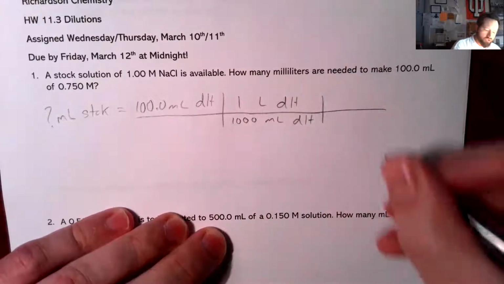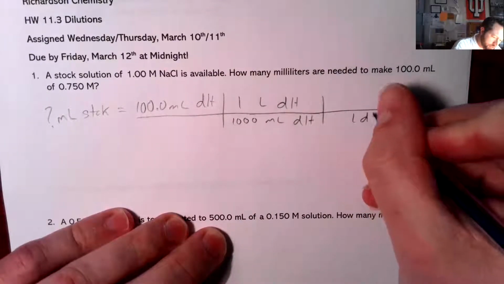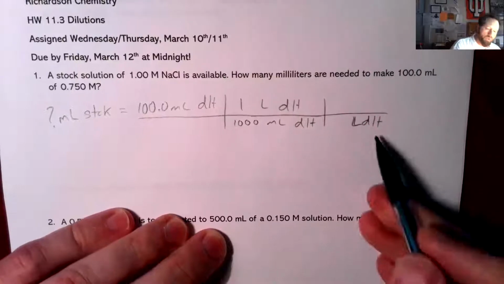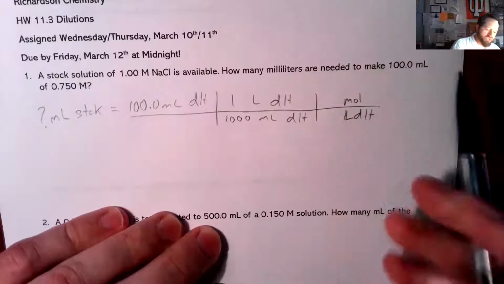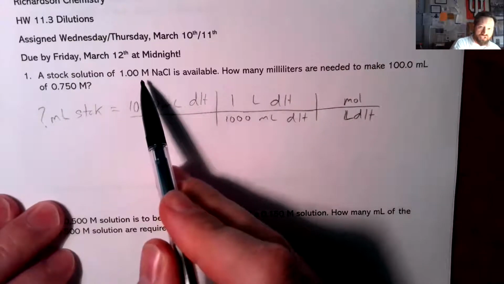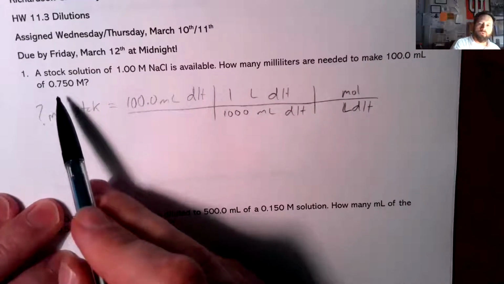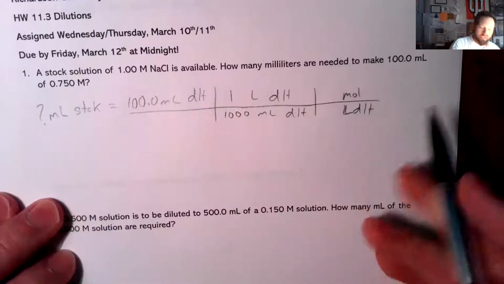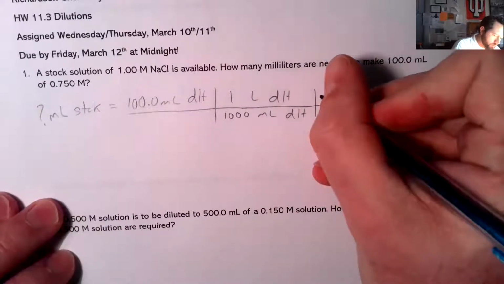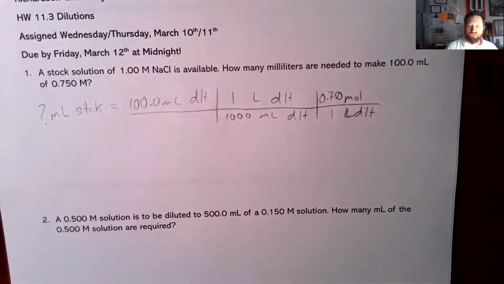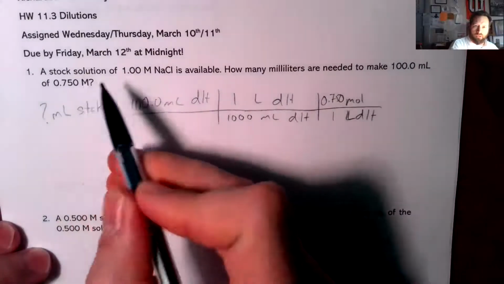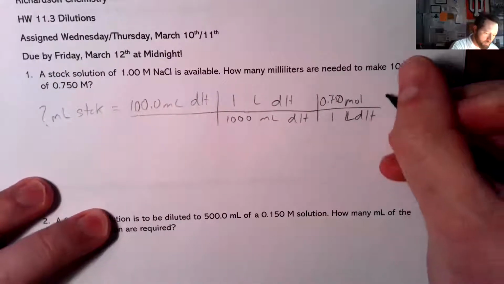Next up, we know liters is going to go on bottom. Liters of dilution. With liters, we can go to moles. We just have to know, are we looking for our stock or our dilution? And that little DLT right there is going to help us. We're looking for the dilution, which is 0.750 moles per liter. That's what that big M means.